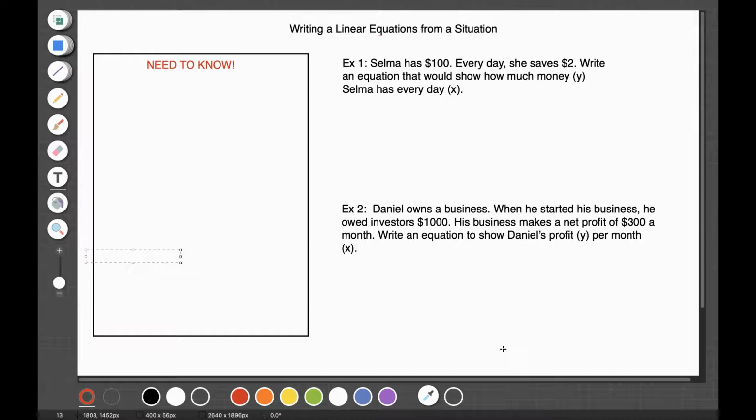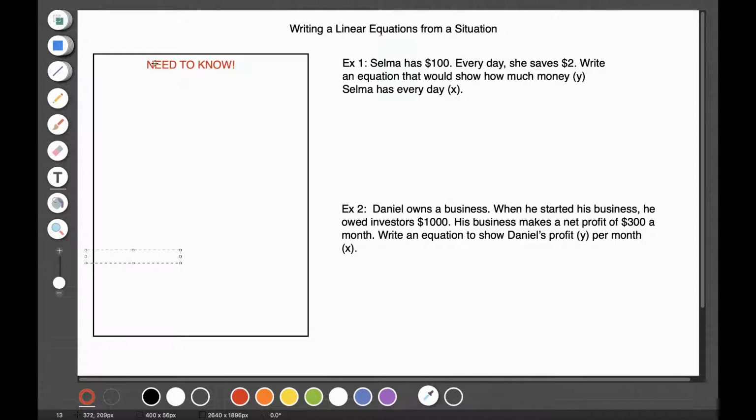All right, so today we're going to be talking about writing a linear equation from a situation. Now, we've already covered this in our last unit, but I think it's really important that we take the time to really dive into this deeply because it's going to directly apply to what we're doing for this unit. We've got to have this down solid. Okay, so first of all, you see this big box that says need to know.